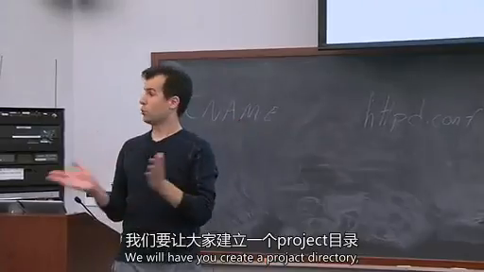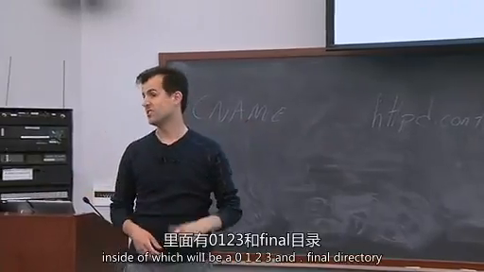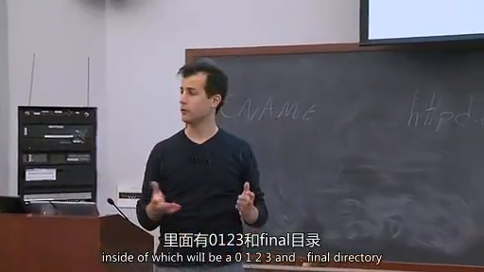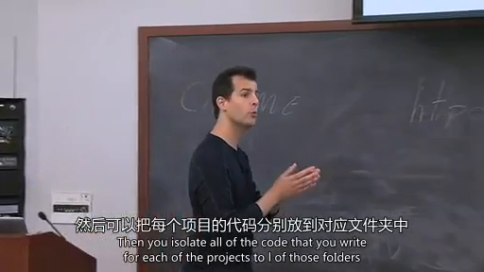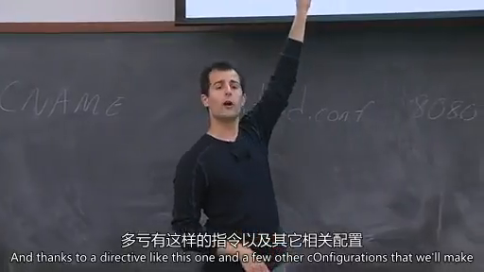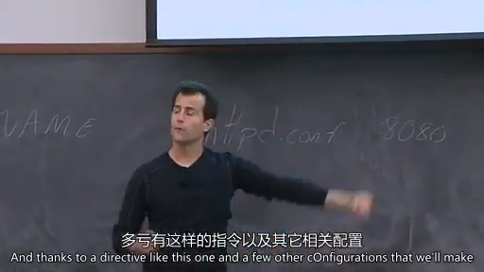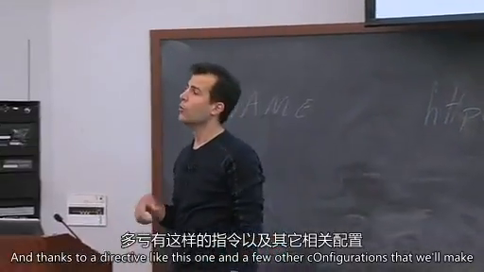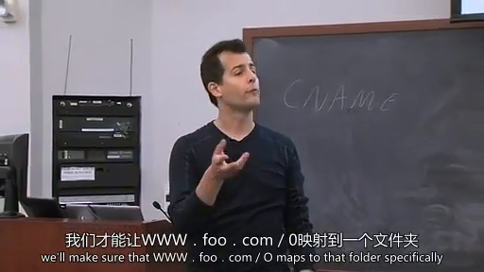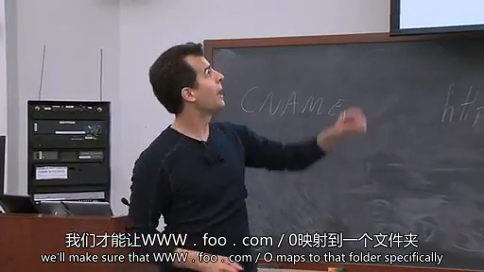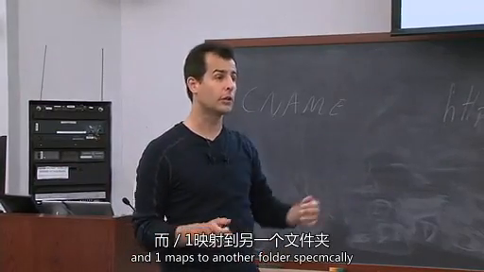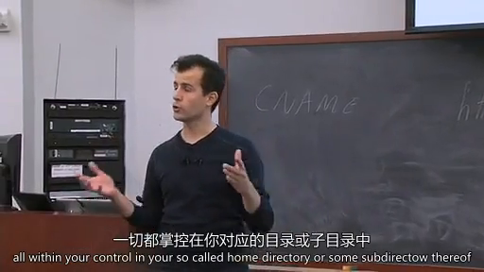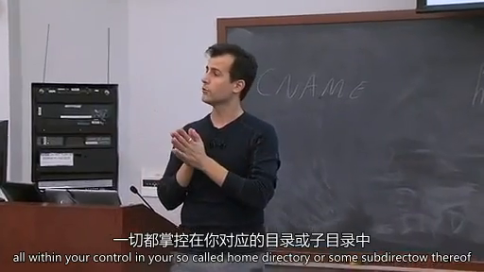we will have you create a projects directory inside of which will be a 0, 1, 2, 3, and final directory. And then you can isolate all of the code that you write for each of the projects to one of those folders. And thanks to a directive like this one and a few other configurations that we'll make sure of, www.foo.com/0 maps to that folder specifically, and /1 maps to another folder specifically, all within your control in your so-called home directory or some subdirectory thereof.